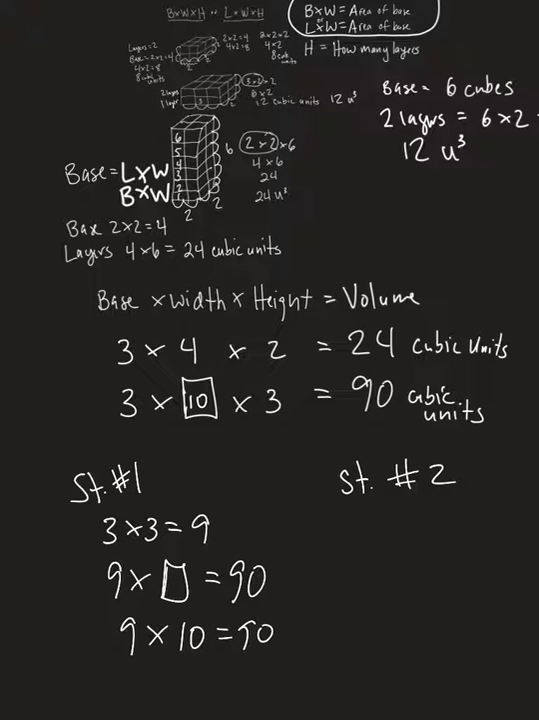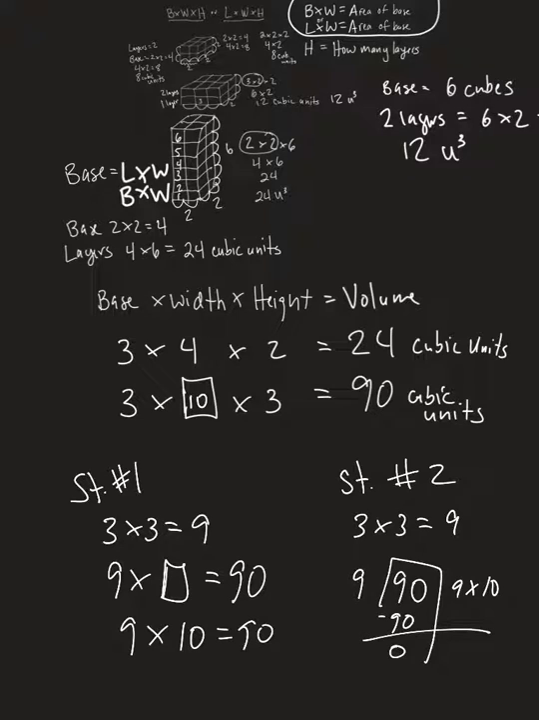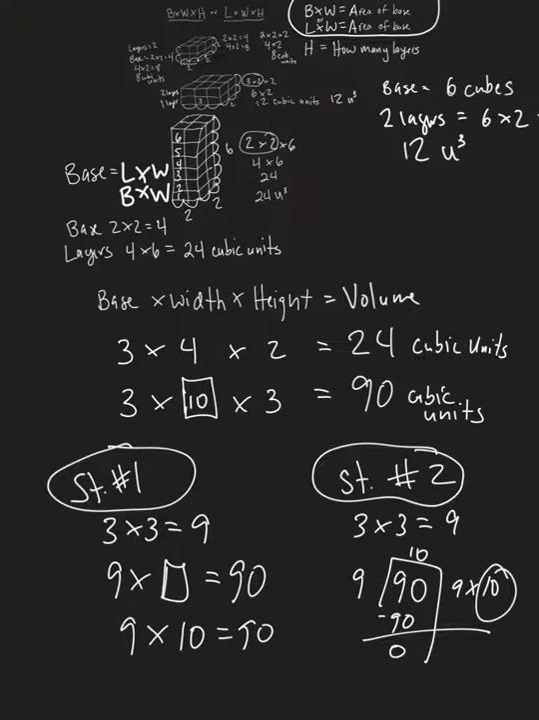The next strategy that I can use is I can do 3 times 3 equals 9, and then I can do 90 divided by 9. And then I'm just doing partial quotients. 9 times 10, I know, is 90. And I have my 10. Two strategies to find the missing number. And that works to find the base or the width or the height.